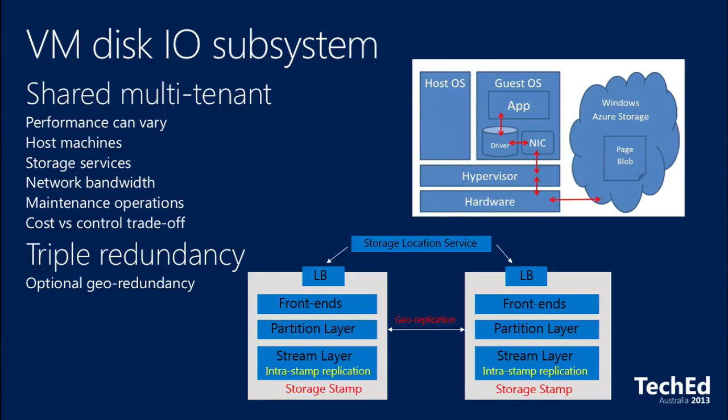But you need to keep in mind that you are working with a shared multi-tenant system. So what this means is that you don't necessarily have consistent performance. Obviously, the higher you go up, the more consistent that gets. You do have shared host machines, you do have shared storage under the covers, you do have shared network bandwidth, and maintenance operations will occur in the background. What you are doing is making a cost and, I would say, agility trade-off against that sort of control. And usually I think it's a very, very good outcome.